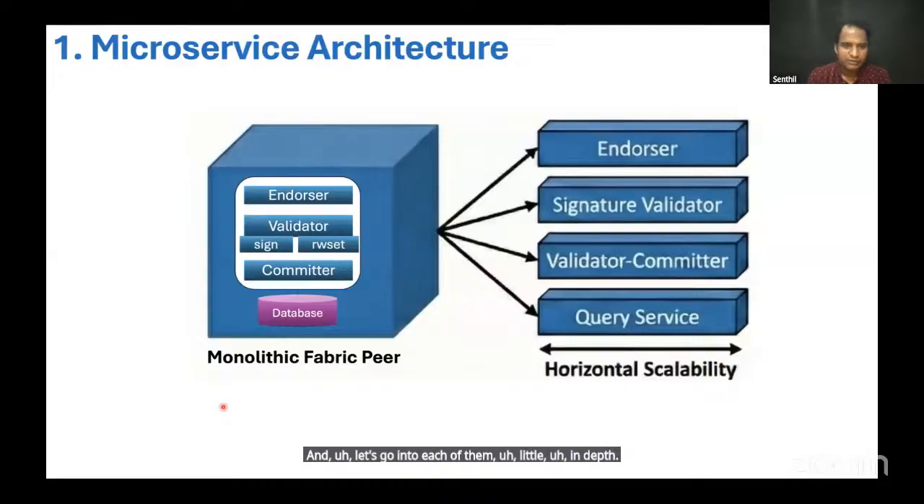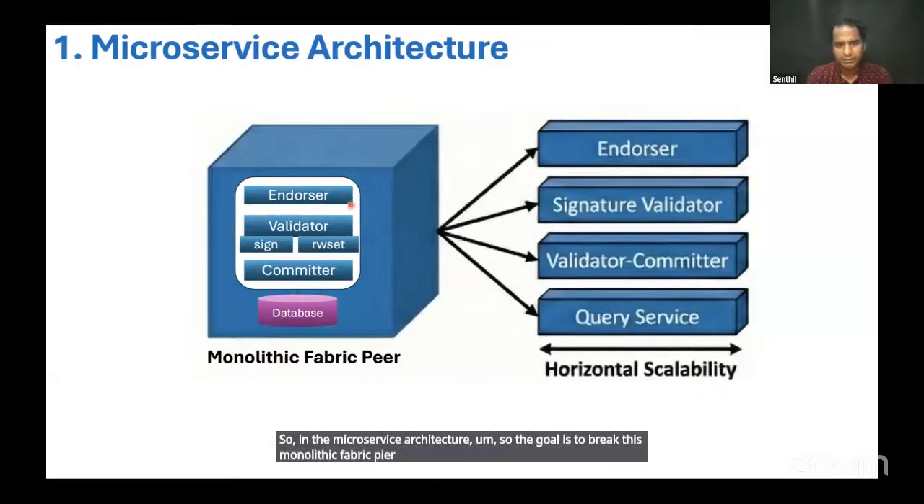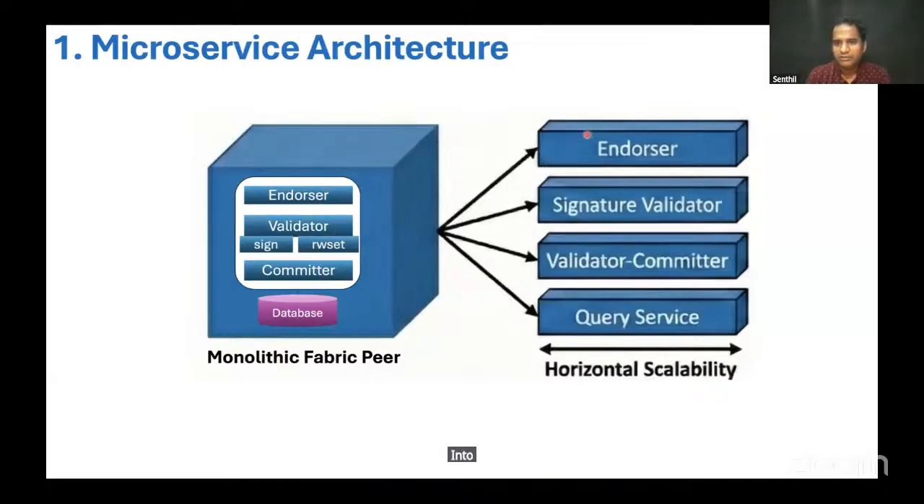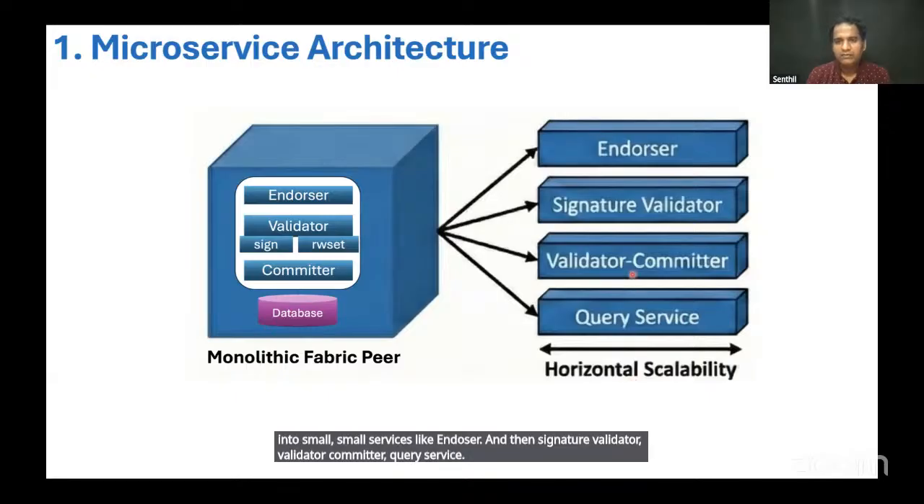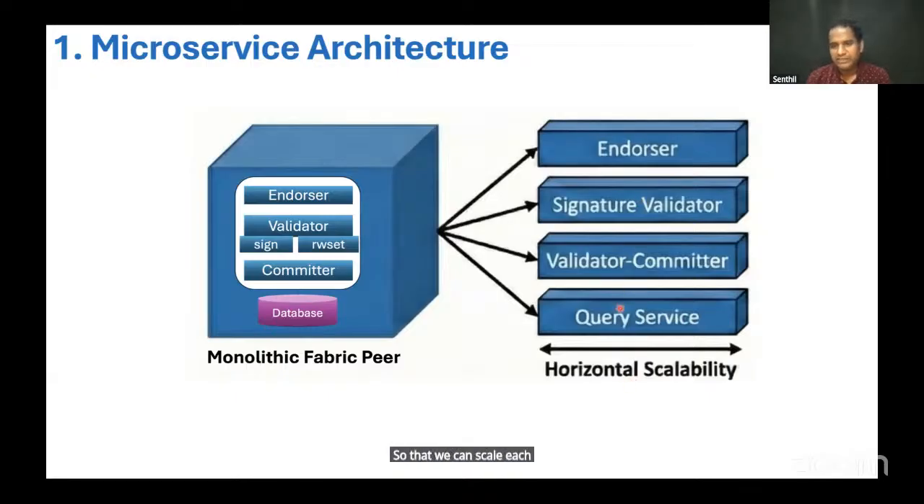In the microservice architecture, the goal is to break this monolithic Fabric peer. This is like a big peer, right? Into small services like endorser, signature validator, validator committer, and query service, so that we can scale each of them horizontally and utilize as many servers as we need to provide the performance that the application requires.